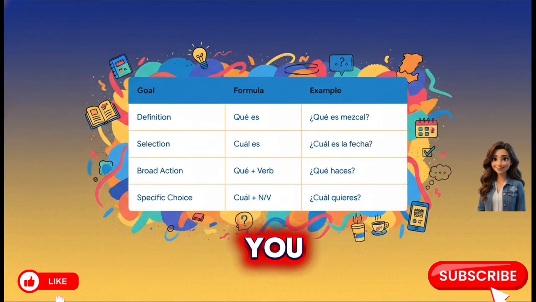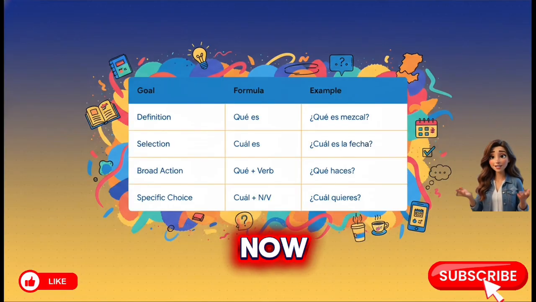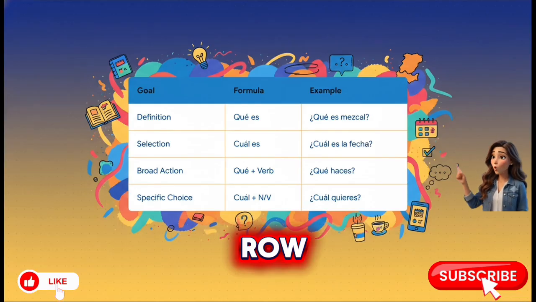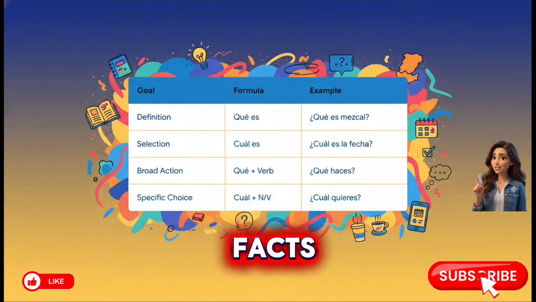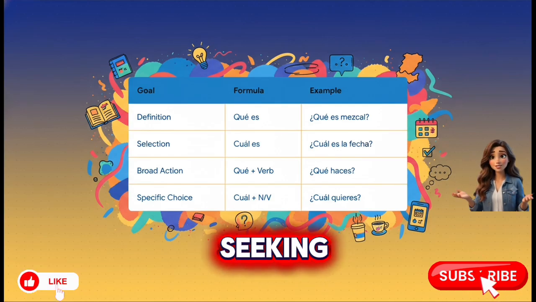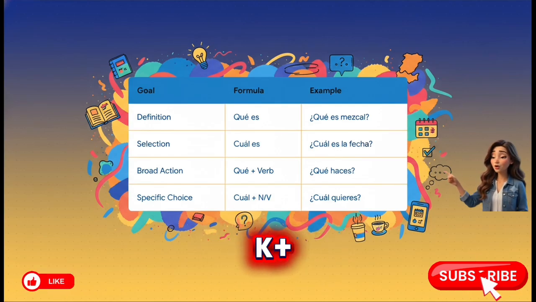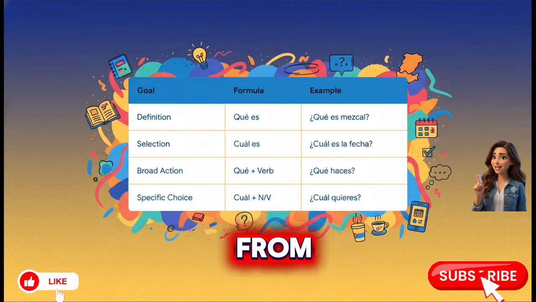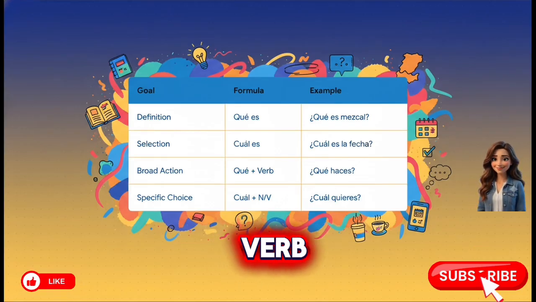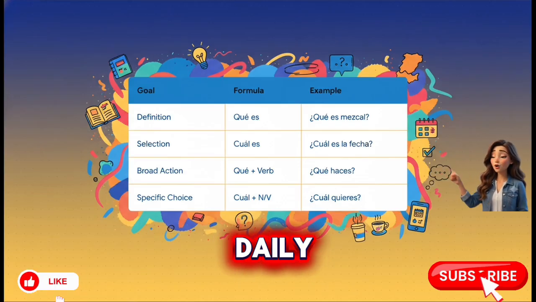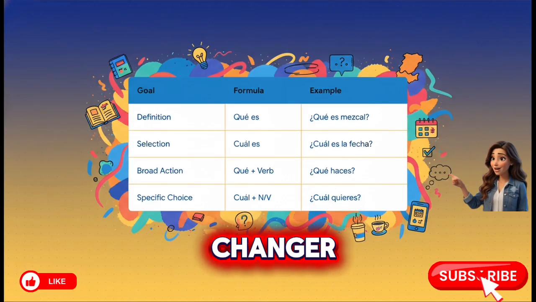I highly encourage you to hit pause and take a screenshot right now. Row 1, definitions require ¿qué es? Row 2, selections and specific facts require cuáles. Row 3, general actions where you're seeking a broad answer, use que plus the verb. And finally, row 4, specific choices from a known group, use cuál plus the verb or noun. Keep this image handy on your phone and just review it during your daily studies. It is a real game changer.